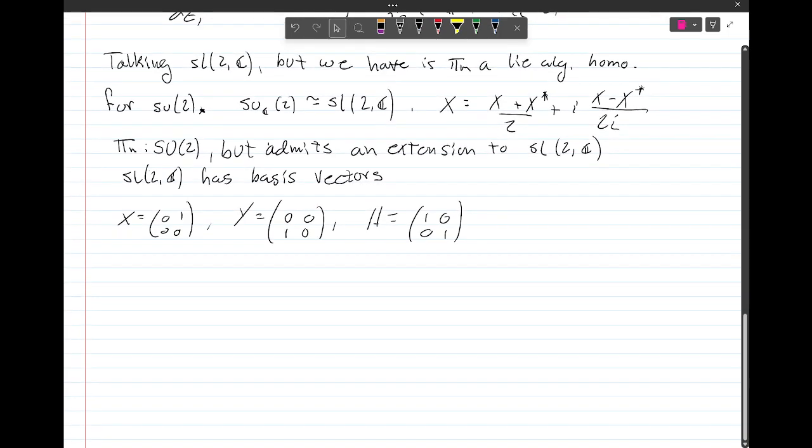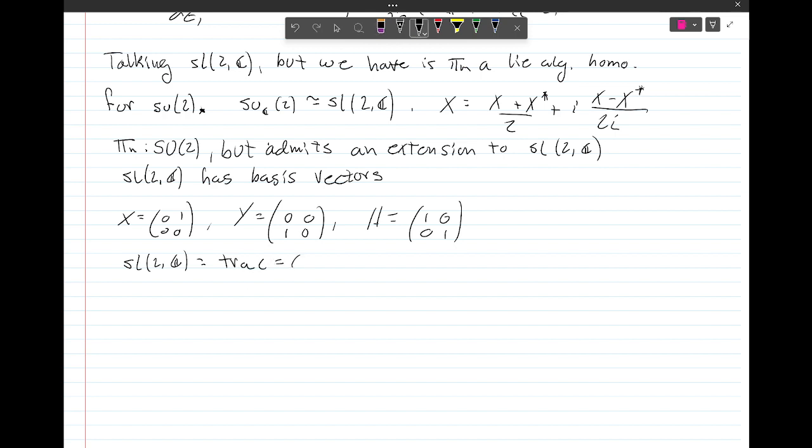And this makes sense because remember, SL2C equals the matrices with trace equal to 0. Right. So that's why that should be a -1 in that corner. Or you could put the negative on the other one, it doesn't matter. But remember, we just need the diagonal components to cancel out. Okay, good.